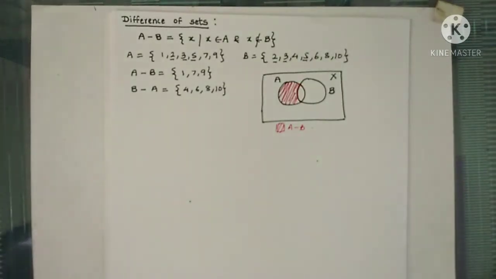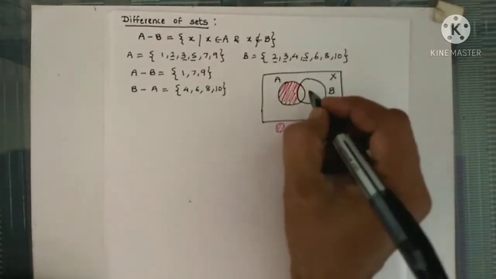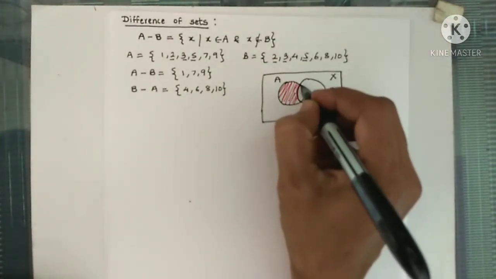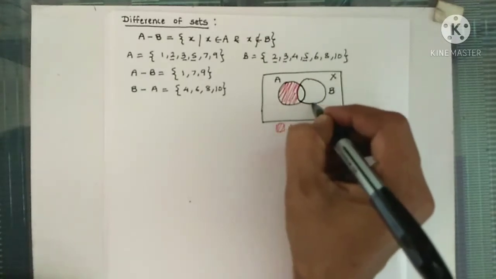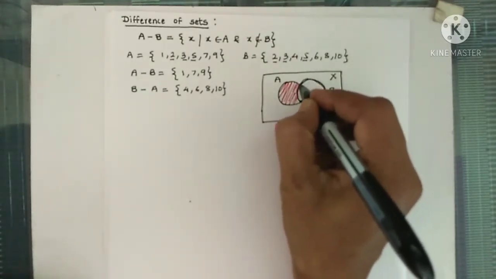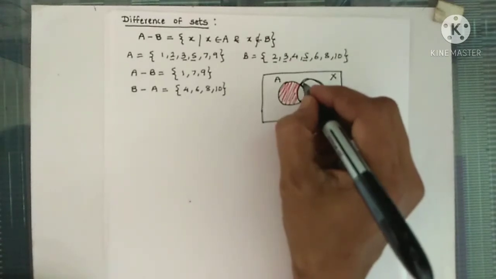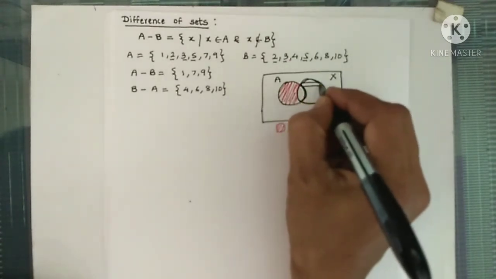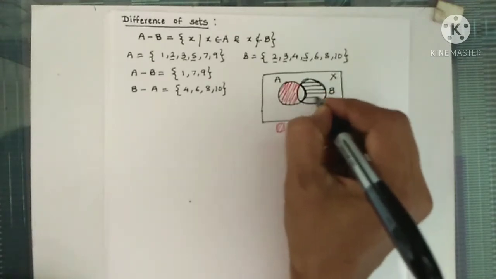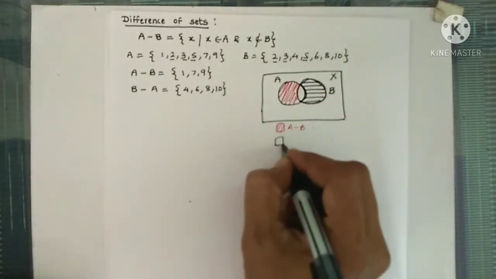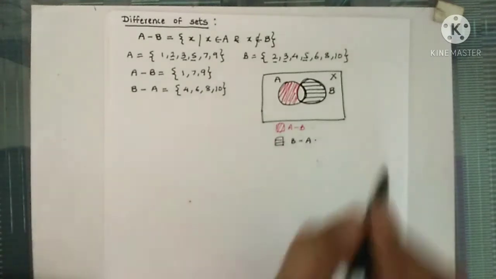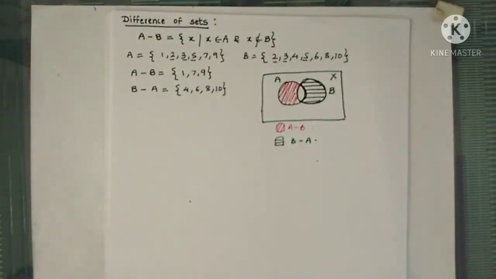Similarly, to shade the portion of B minus A, we have to take the portion of B other than A intersection B. So this outlined portion is B minus A. So let's shade this portion by horizontal lines. So these horizontal lines represent set B minus A. You can see here that A minus B and B minus A do not have any common elements. So such sets are known as disjoint sets. So A minus B and B minus A are disjoint sets.